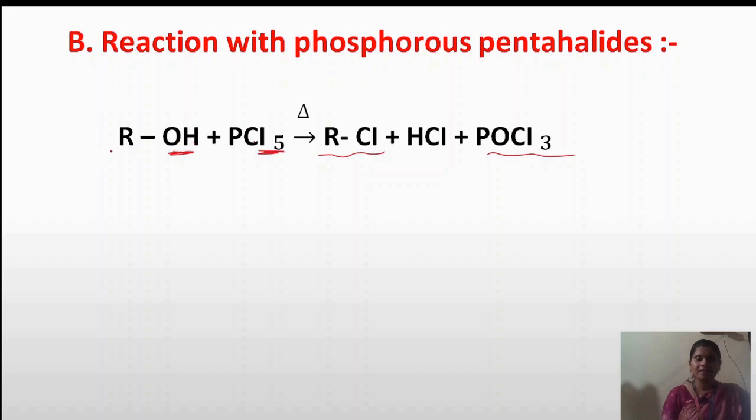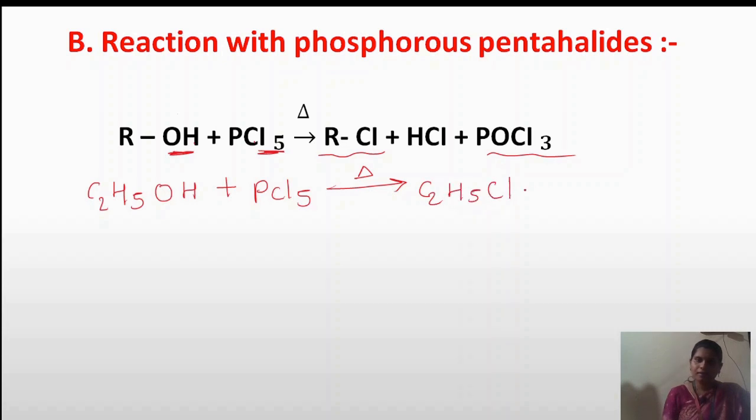Again I repeat this reaction. ROH reacts with phosphorus pentachloride to give RCl, HCl and POCl3. Now this is the general reaction. I take an example here. C2H5OH reacts with PCl5 to form C2H5Cl, HCl and POCl3.